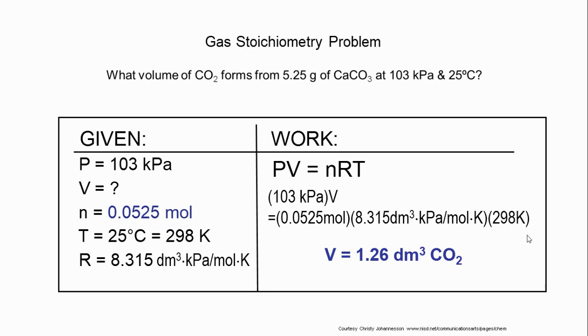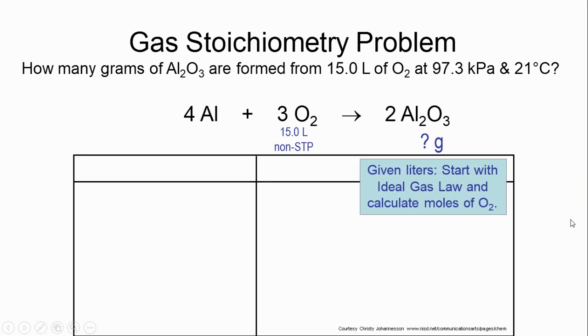That's all we have to do. Let's try a few more of these. All right, let's slow this one down a little bit. So here's the question. How many grams of aluminum oxide are formed?